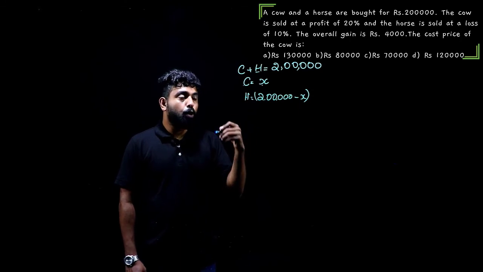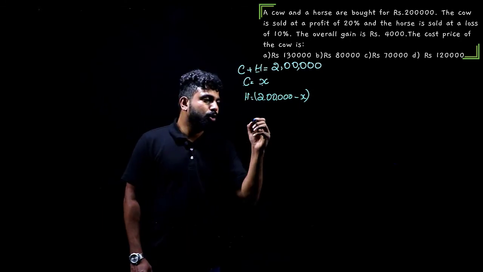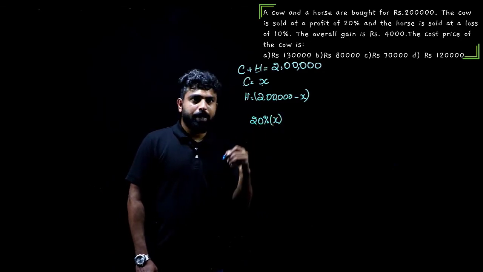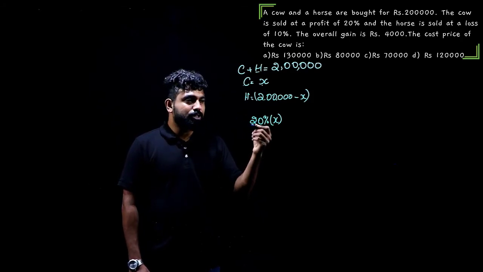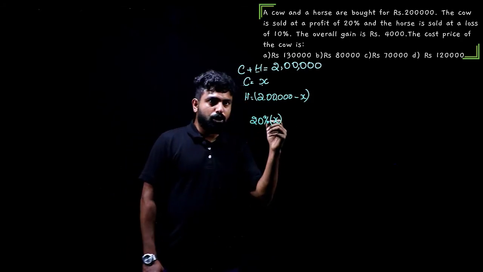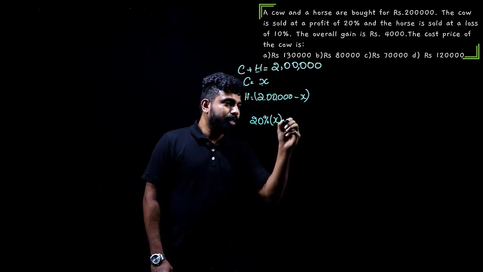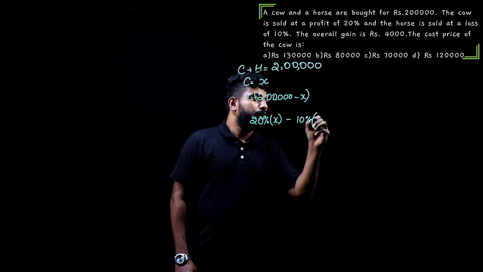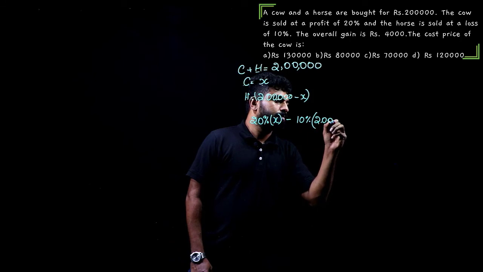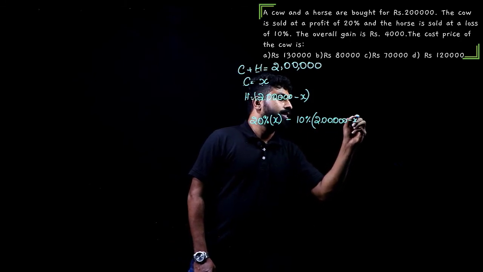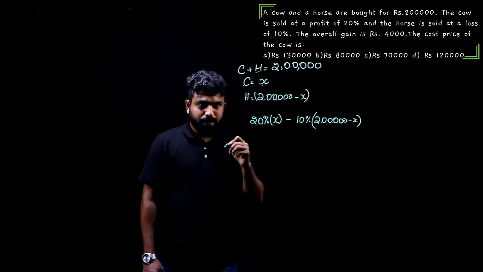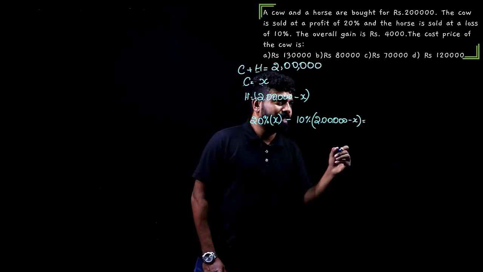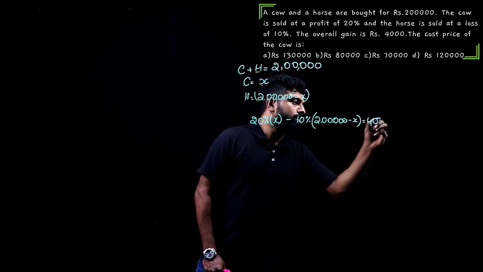Now what have they told us? They told that the cow is sold at 20% profit. So 20% of X is the profit made on cow. Now the horse is sold at 10% loss. Loss is always indicated by negatives. So minus 10% of 2 lakhs minus X. So here profit is 20% and loss is 10%. So we have overall profit here. So overall profit is nothing but plus 4,000.